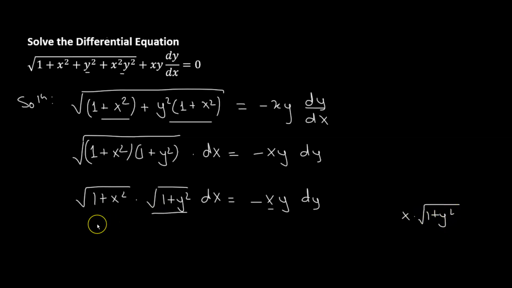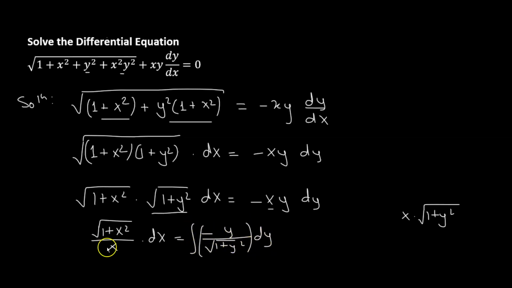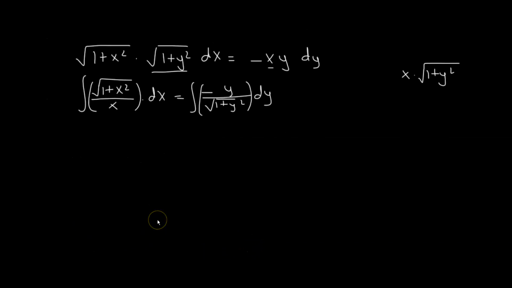So that should give us square root of 1 plus x squared all divided by x, multiplied to dx, equals to negative y divided by square root of 1 plus y squared dy. Now this is in the separable form, so that means we can integrate both sides. To perform the integral on the left hand side, this is what we have already done in the previous problem, so I'll straight away write the result.